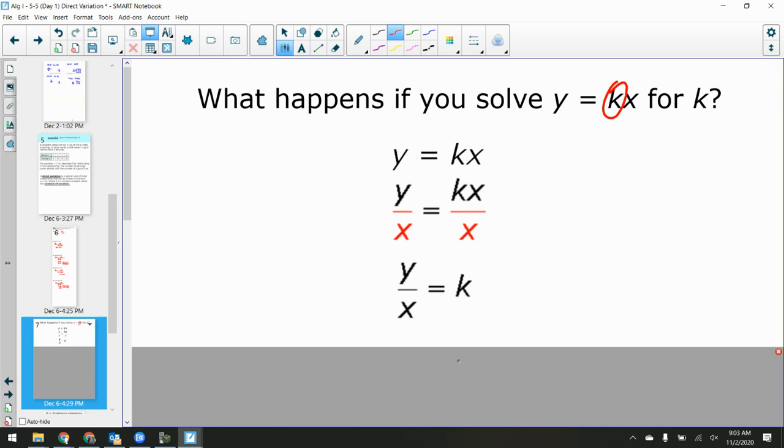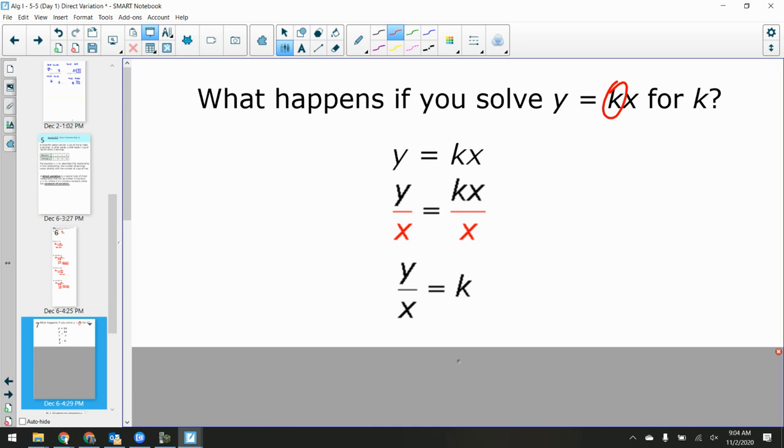Notice there's a blank space underneath it, and I should write that down. y equals kx. I would divide both sides by x. It would cancel out on the right side. So k would be equal to y divided by x. That's interesting. It's a ratio of y divided by x. What is another ratio of y divided by x?